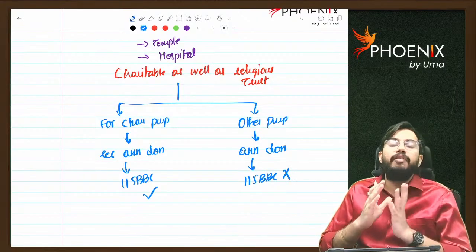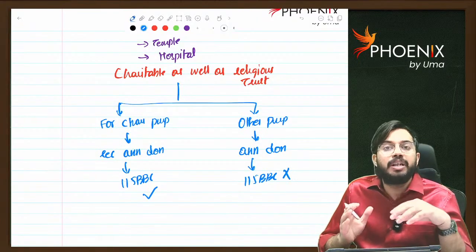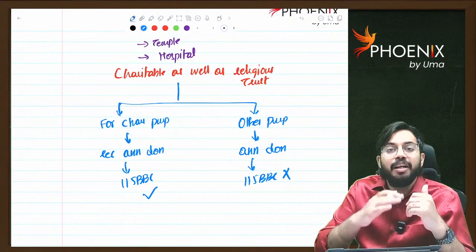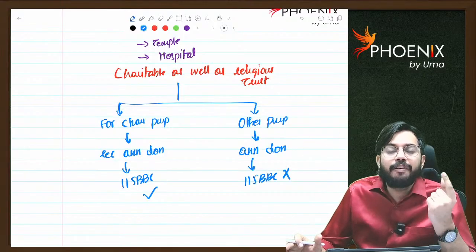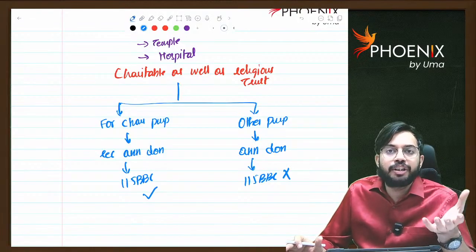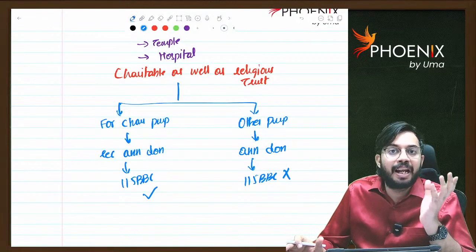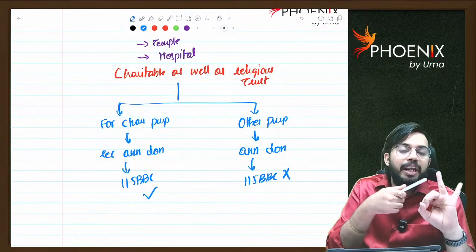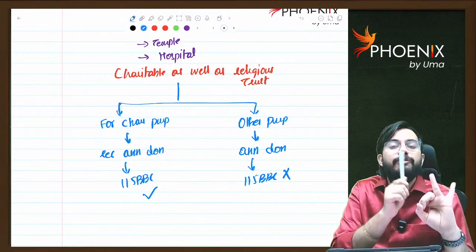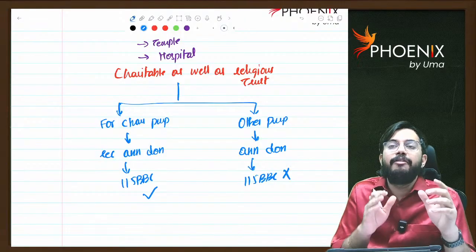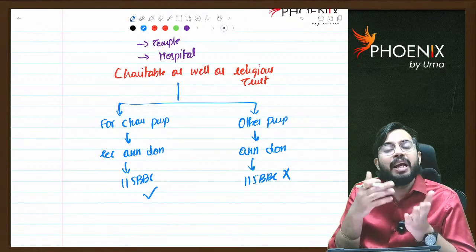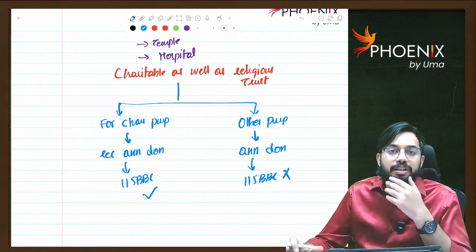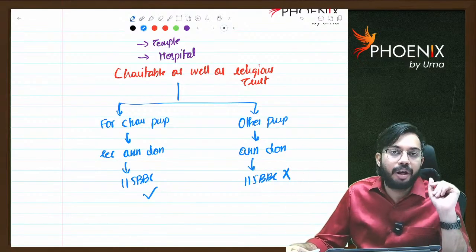Very simple. If any trust is formed for both charitable and religious purposes, educational institution is there, religious purpose is there. So if any trust is created for both educational as well as charitable as well as religious purpose, for education, for health, if any anonymous donation is received, 115 BBC is applicable. For orphans and for any other purpose, if any anonymous donation is received, that is not taxable under 115 BBC. Okay.